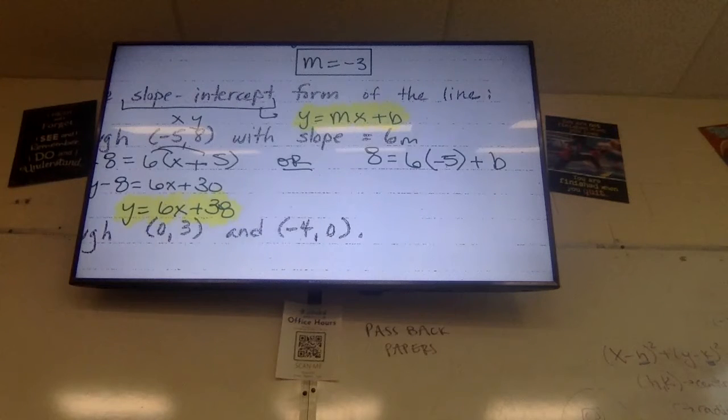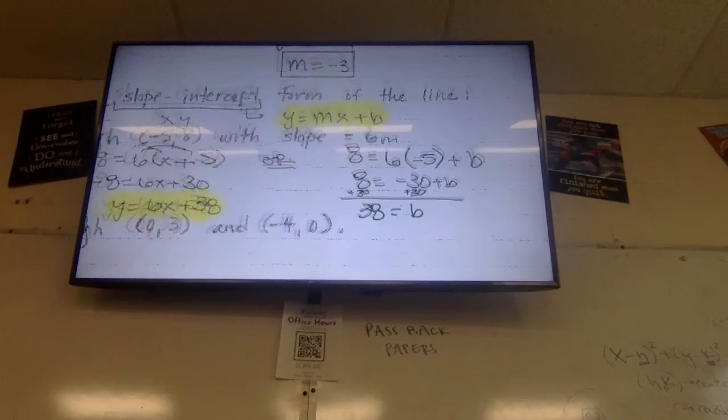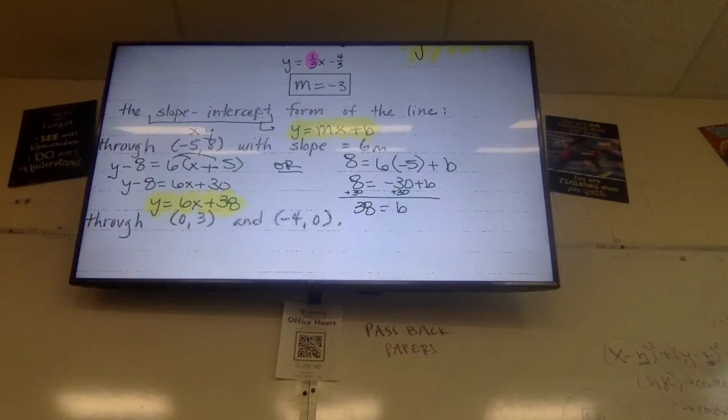And I would find out what b is here, and then my last step would just be putting everything into slope-intercept form. So we would solve it this way: 8 equals -30 plus b. I'd add 30 to both sides, and I get 8 plus 30, which is 38, equals b. And I already know that my slope is m, so if my b is 38, then I would say y equals 6x plus 38. The only thing is you have to remember to put it back in slope-intercept form. 38 is not your answer. y equals 6x plus 38 is your answer.